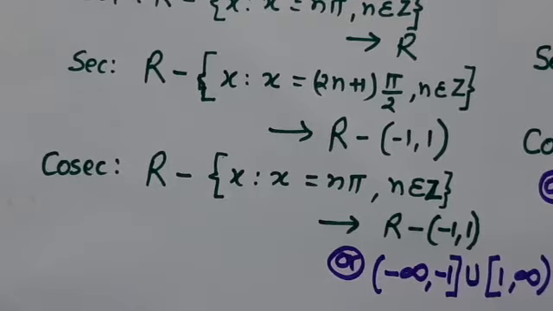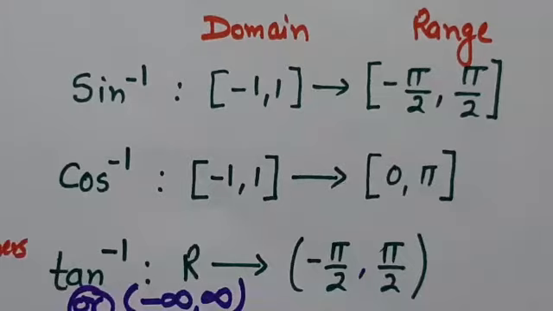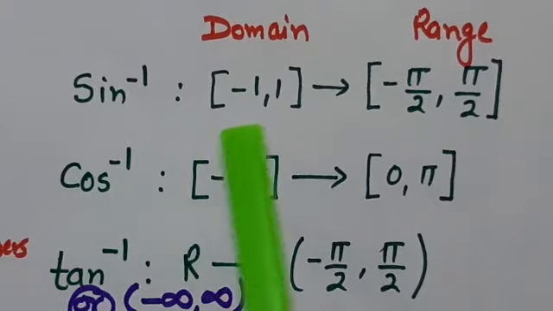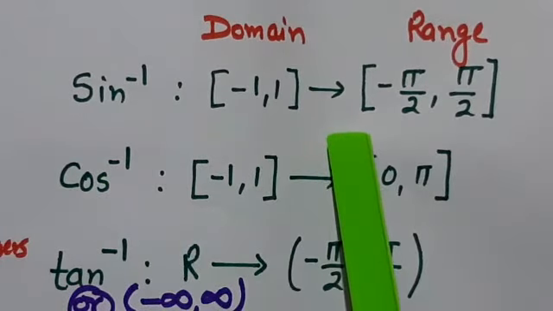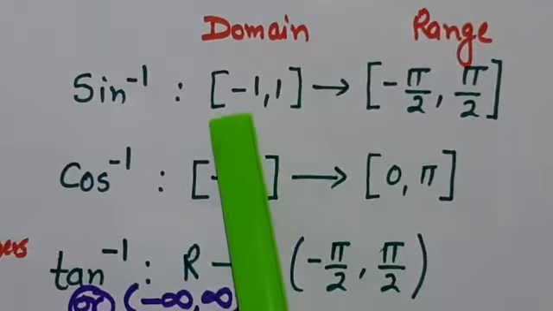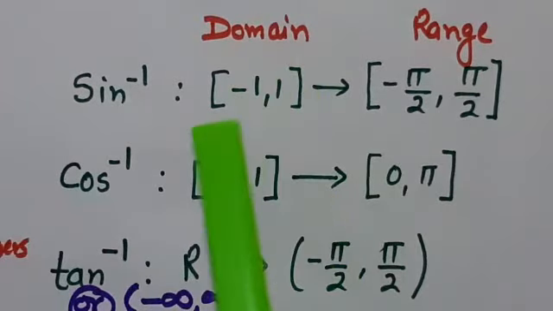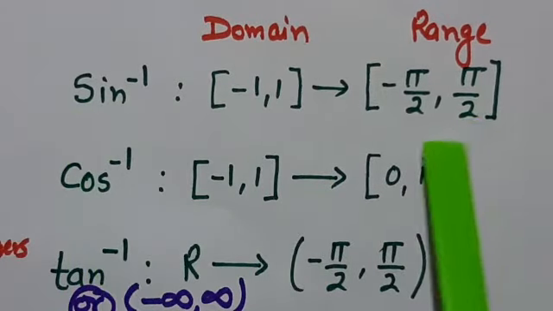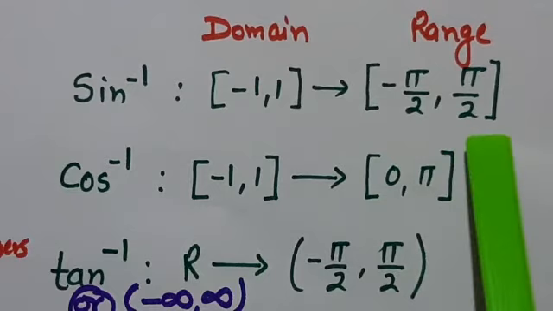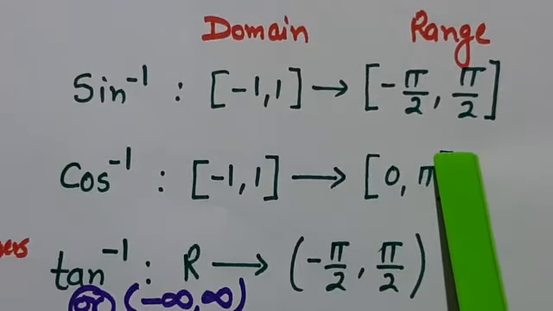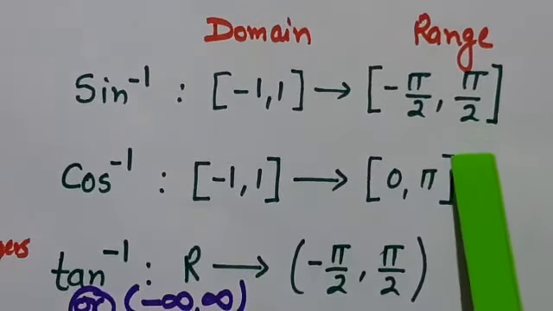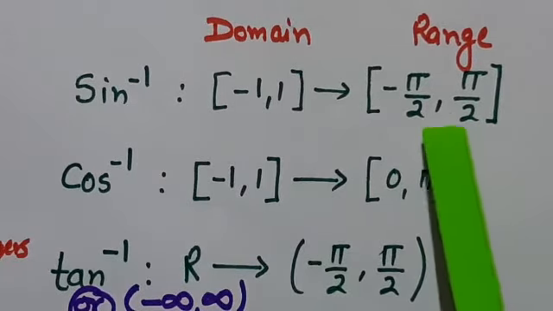Now we will see the domain and range of inverse trigonometrical functions. In case of inverse trigonometrical functions, the terms will change. -1 and 1 is the domain for sine inverse x, and the range is -pi by 2 to pi by 2. This is the principal value range. We will write the principal value in this manner.